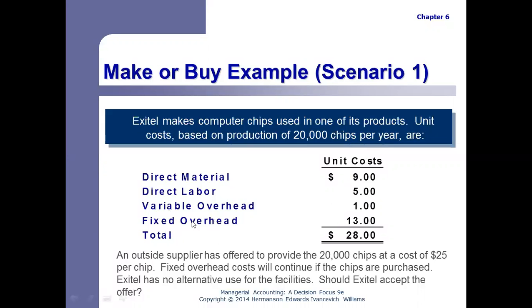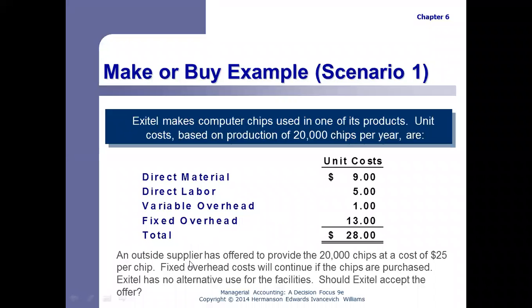Remember, fixed overhead costs are always allocated costs, so the total does not change. These are allocated costs that will still continue. So whether we buy the chips or make them ourselves, these costs will not go away. Fixed costs do not go away.